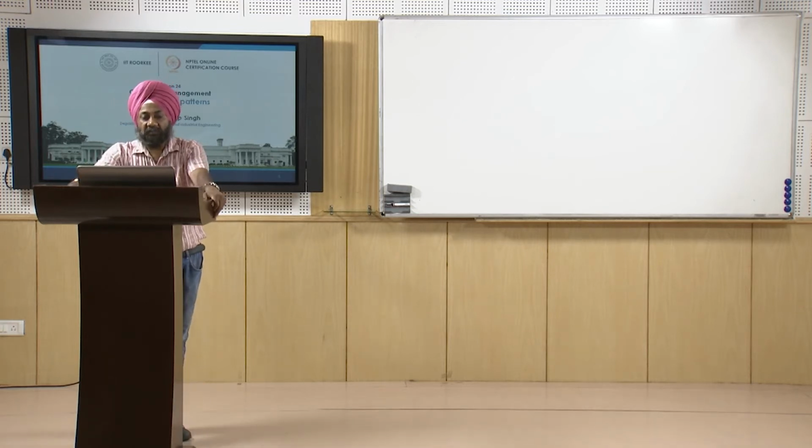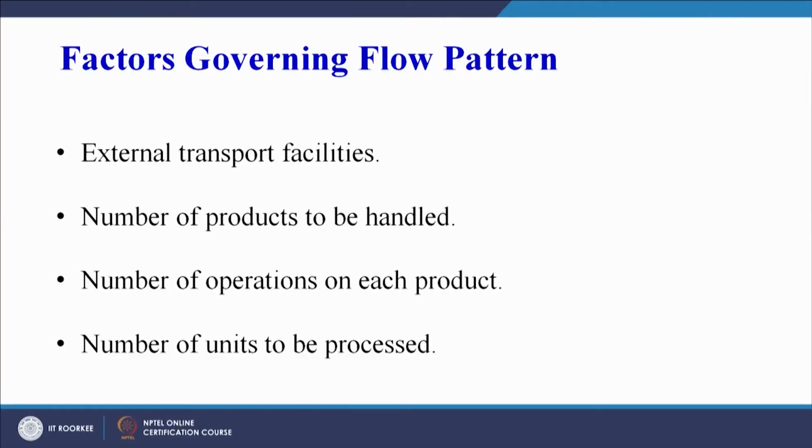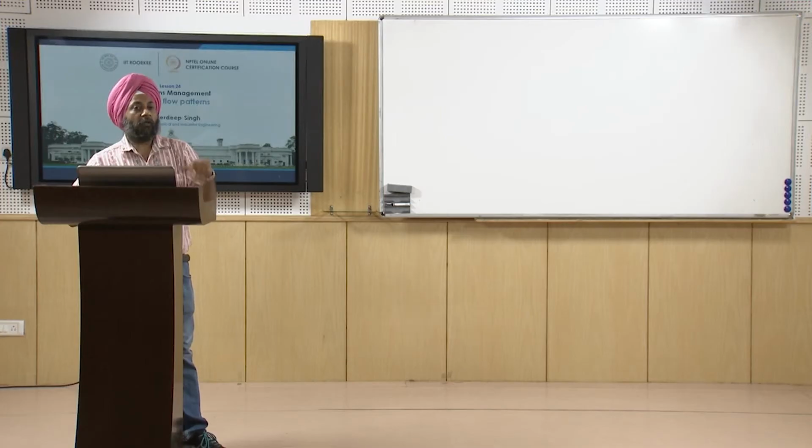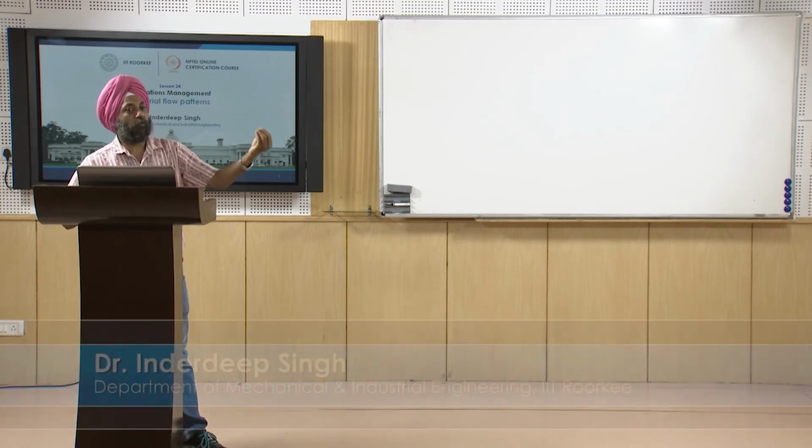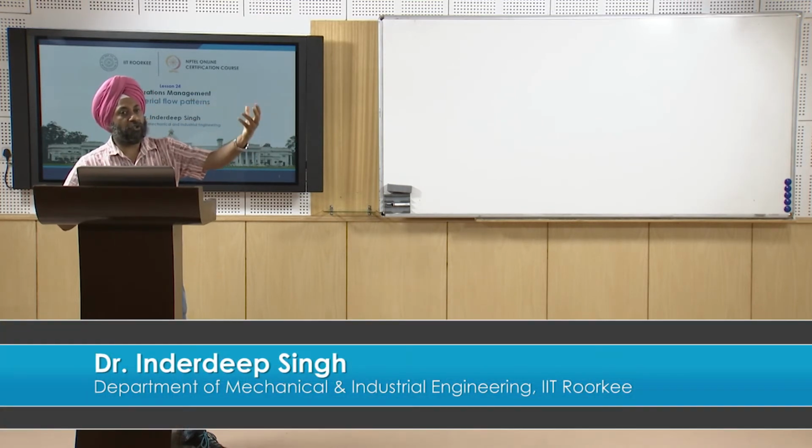Now, what are the factors that govern the flow pattern that we are going to choose? One can be external transport facilities. Now, one example can be a thermal power plant. In a thermal power plant, we require coal as the raw material. Coal will burn and then it will be used as a fuel for the boilers, and then we'll produce steam, and then we'll produce power from that steam.